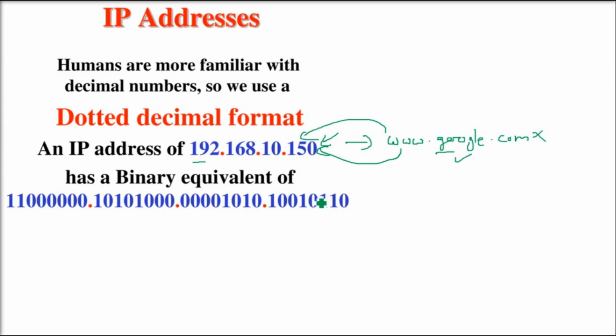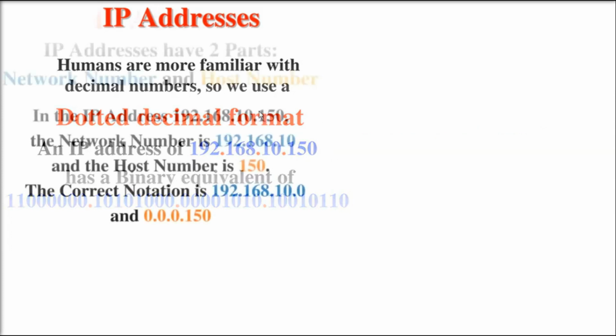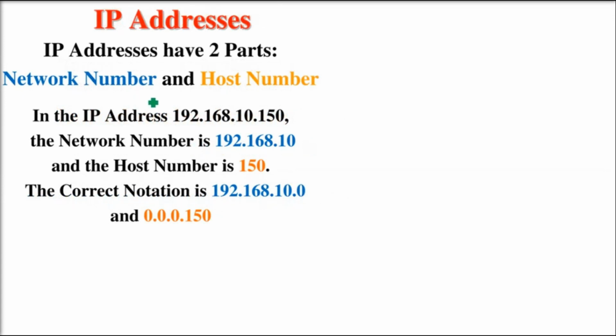So these are 192.168.10.150. This is dotted decimal. Because we know the name, we don't know the numbers, but the computer or the system knows the IP address. An IP address has two parts.